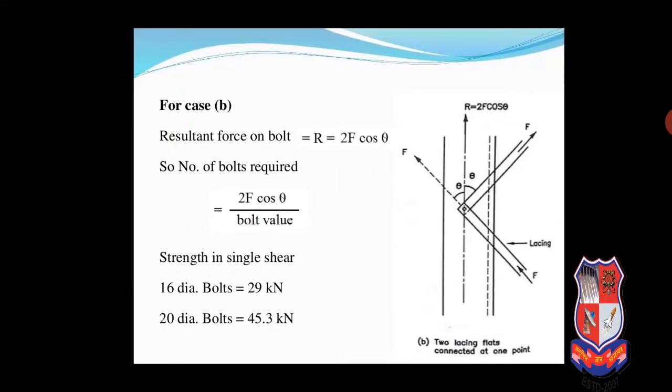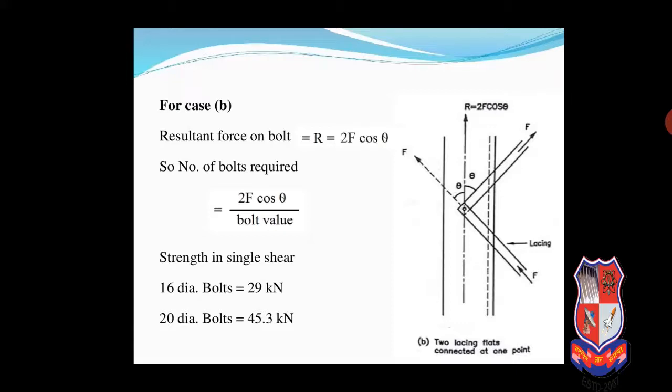Number of bolts, also the same equation, total force divided by bolt value. But here force is equal to resultant force. It means R is equal to 2F cos theta. So number of bolts required is 2F cos theta divided by bolt value. Again, for the shear strength, or you can say the bolt value, there are two general diameters we can use, 16 mm and 20 mm. So for 16 mm, you know that bolt value is 29, and for 20 mm bolt value should be 45.3 kilonewton in single shear. If you provide double shear, the value should be double.